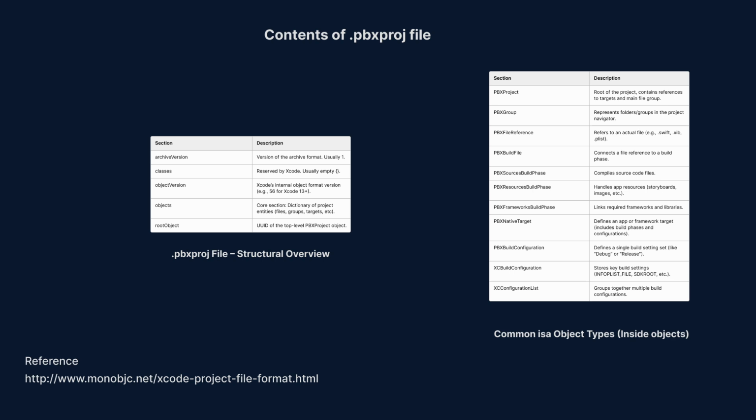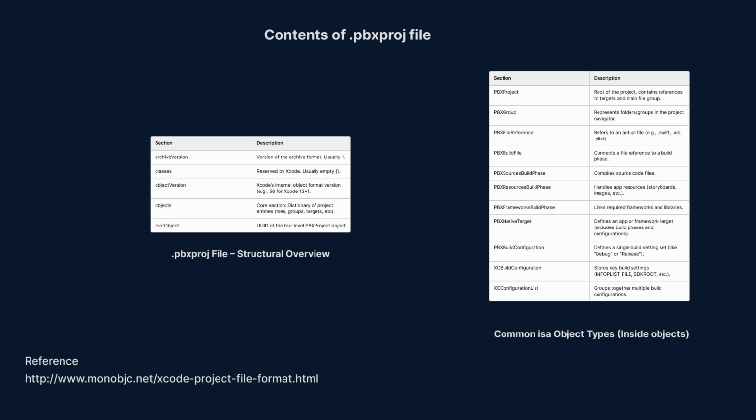together. In an Xcode project file, each object has a type known as isa that defines its role in the project. PBXProject is the root object containing references to targets and the main file group. PBXGroup represents folders in the project navigator, while PBXFileReference points to actual files like Swift or plist files. PBXBuildFile connects those files to build phases.